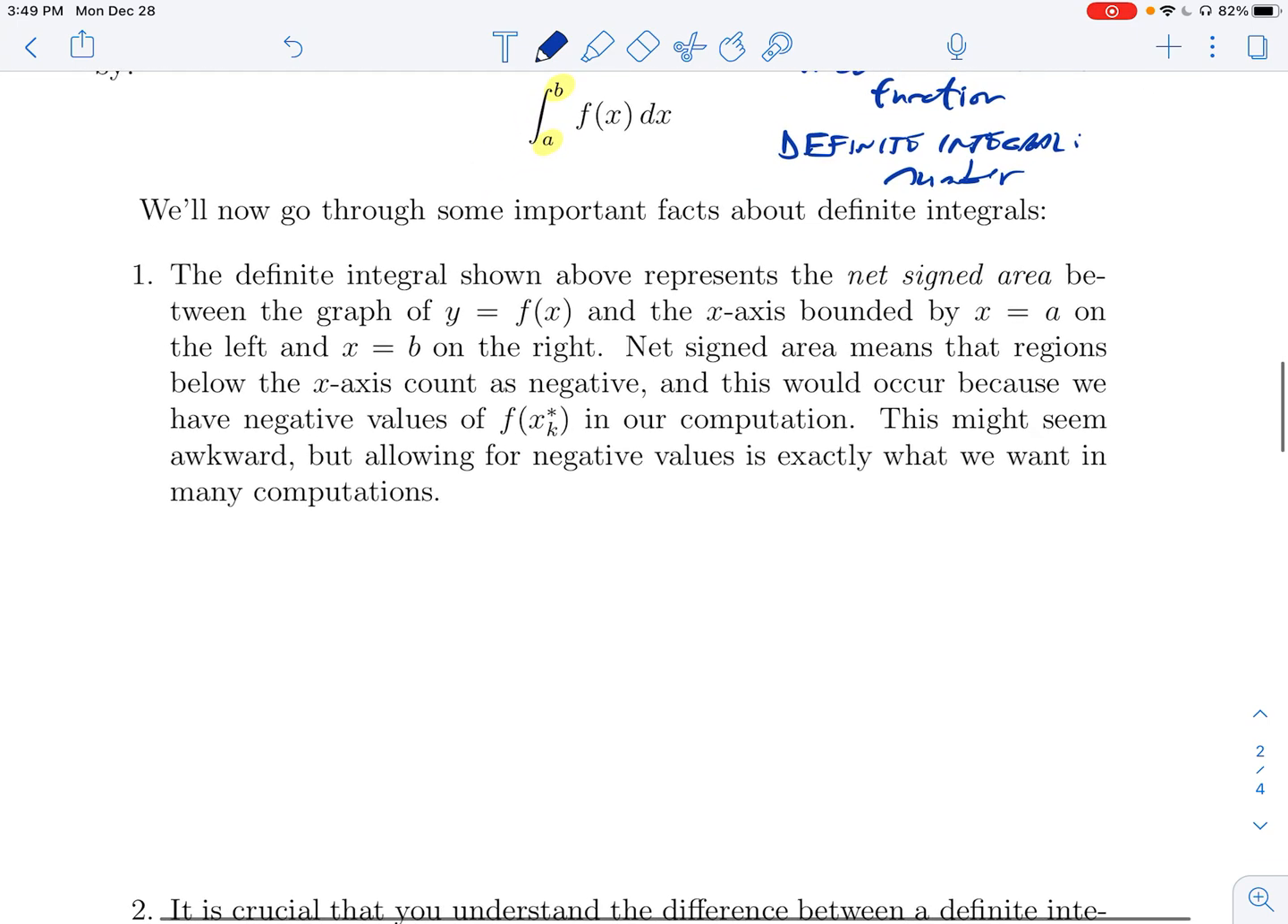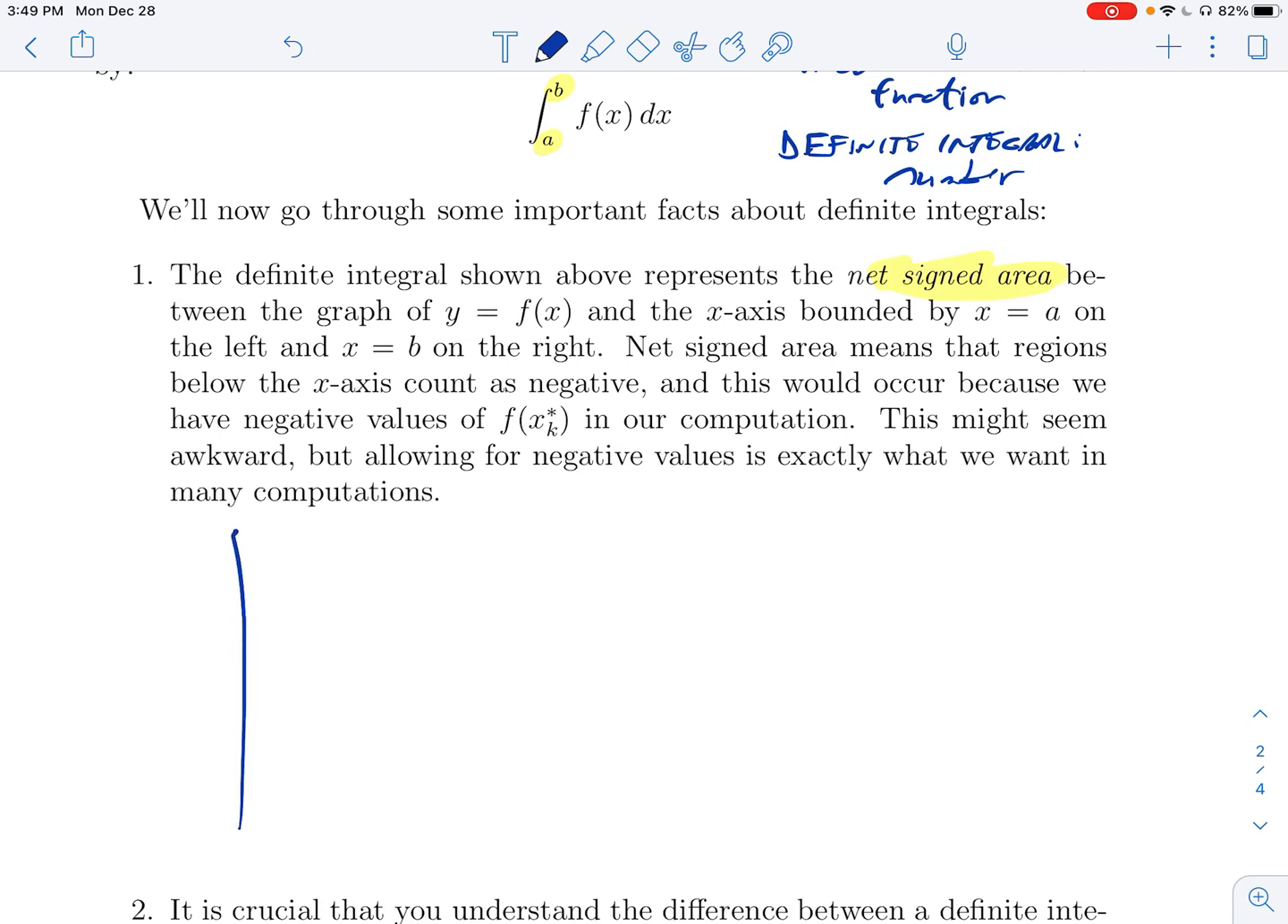So I'm going to just stress some important facts about definite integrals. The definite integral represents what's called the net signed area between the graph y equals f of x and the x-axis, bounded by x equals a on the left and x equals b on the right. Net signed area means that things below the x-axis count as negative.